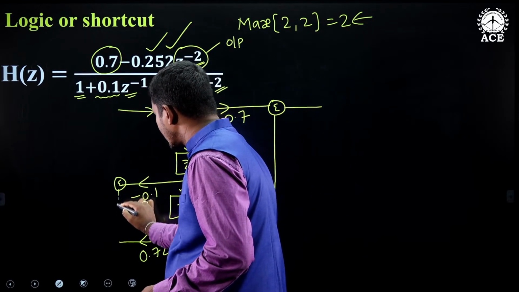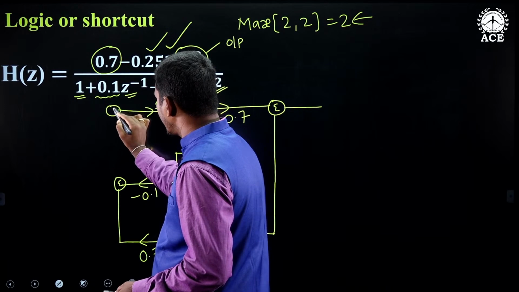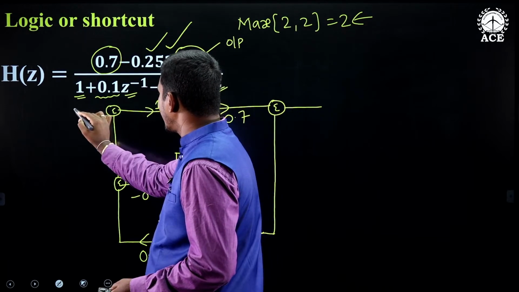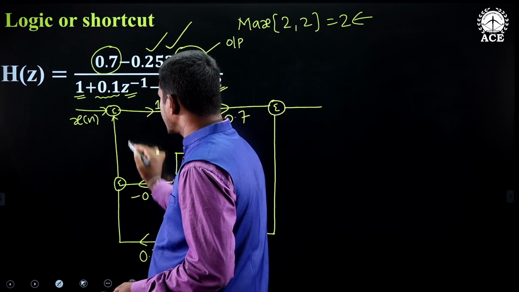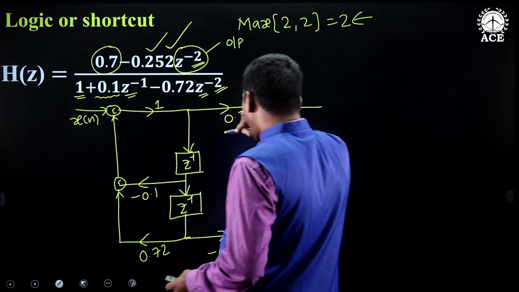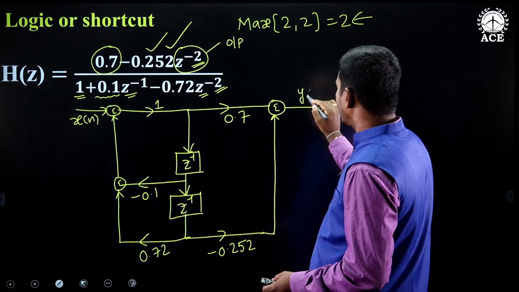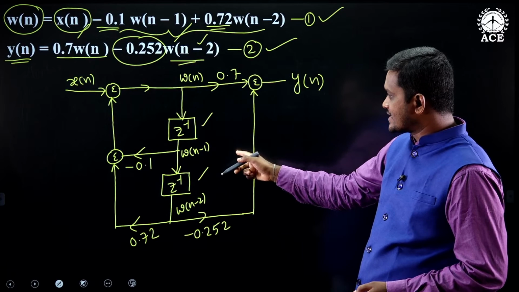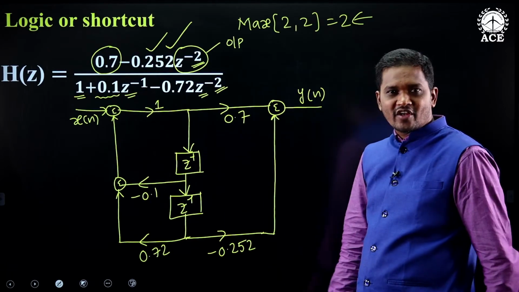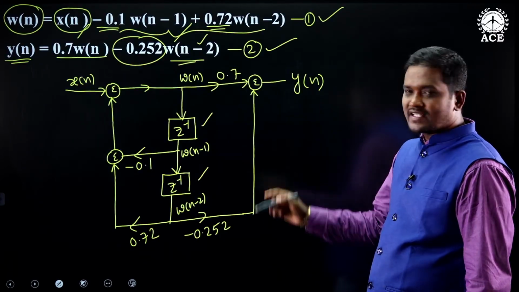Add. Here also you need one summer, and here you give the input. This is direct form 2. Check the previous one and this one. Same thing you are getting, or not? Yes, this is the logic.